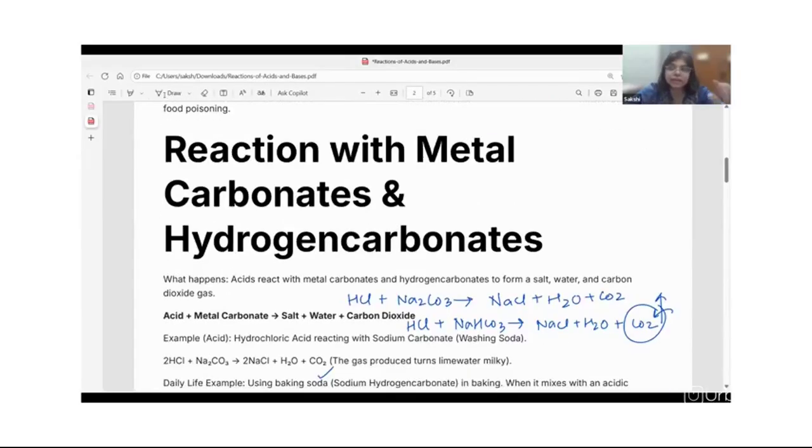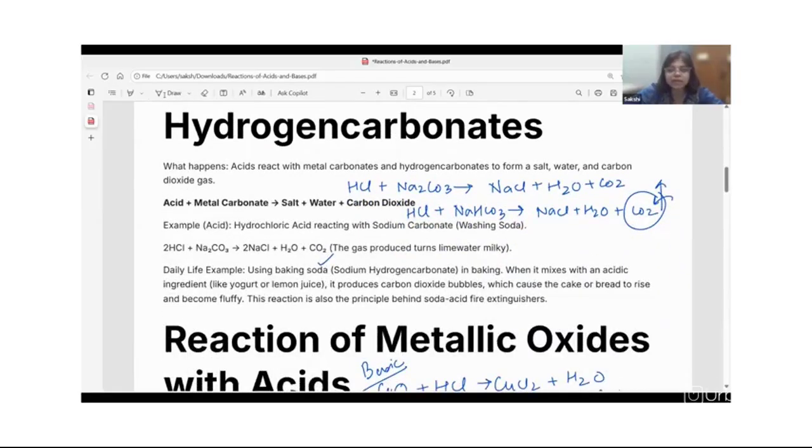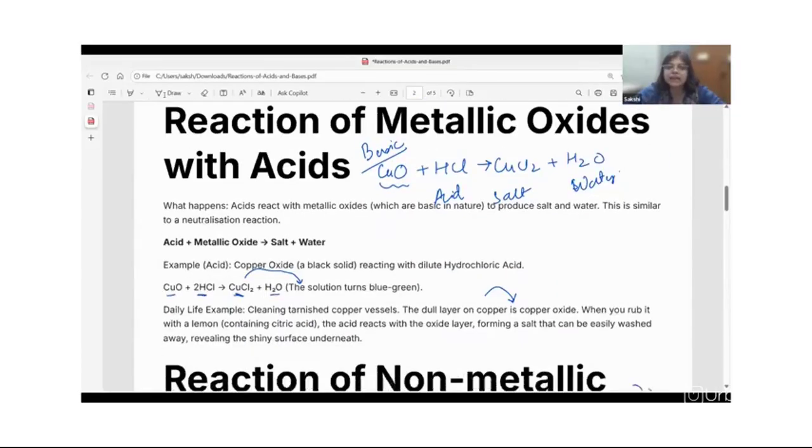Next is reaction with metal carbonates or hydrogen carbonates. Whenever an acid reacts with a metal carbonate or a hydrogen carbonate, salt, water, and carbon dioxide are released. And how do you check for carbon dioxide? If you pass the carbon dioxide released in this experiment through lime water, which is nothing but calcium hydroxide, the lime water turns milky.